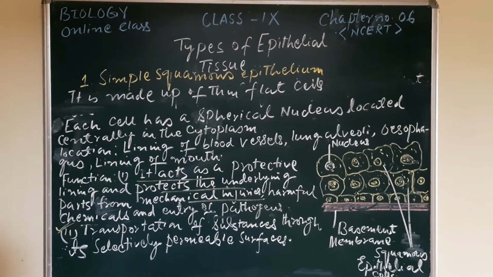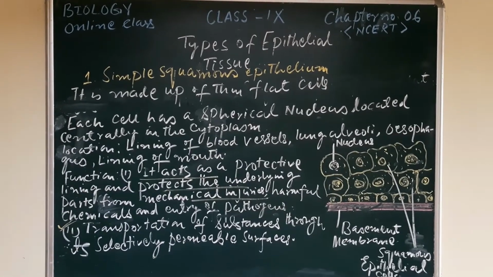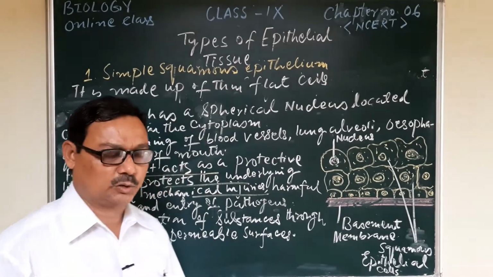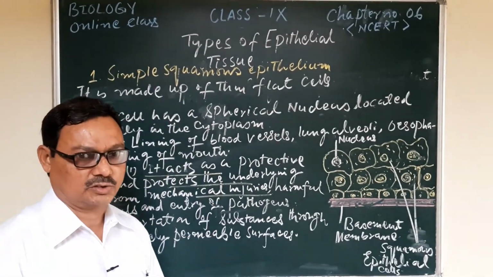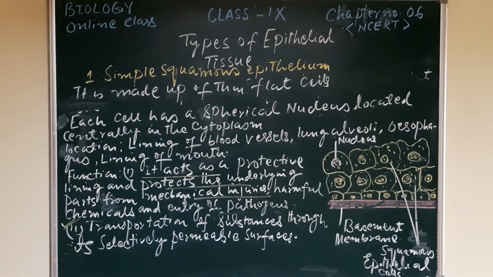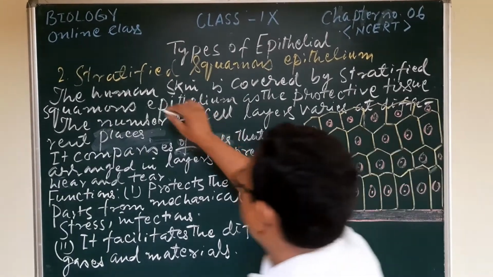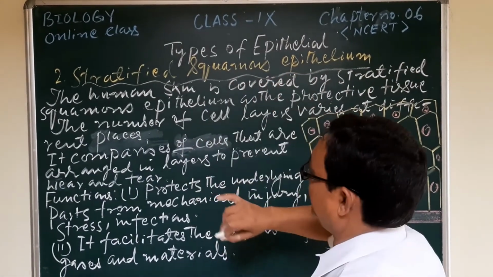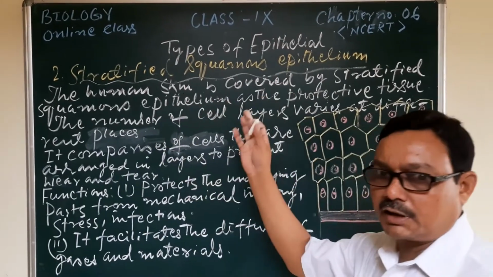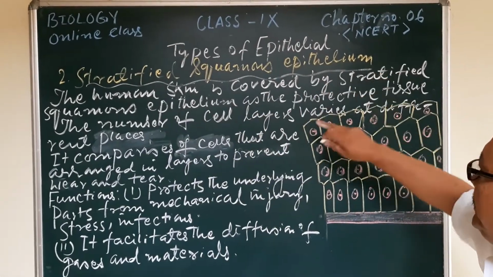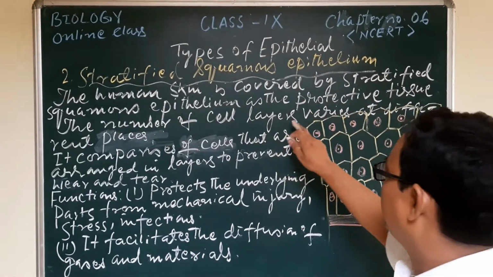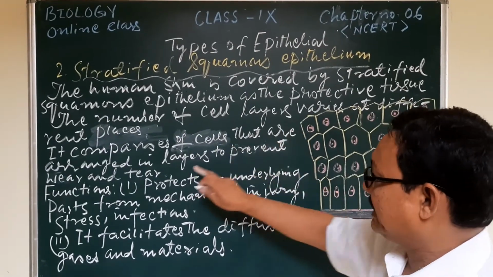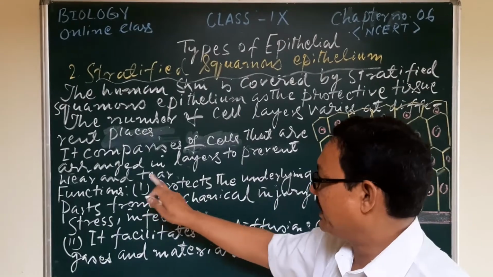Now the second one is the stratified squamous epithelium, where we see more than one layer of cells, and those cells may also be of different shapes. Understand? The second important type, depending on the layer of cells, is the stratified squamous epithelium. The human skin is covered by this type of epithelium as a protective tissue. The number of cell layers varies at different places. It comprises cells arranged in layers to prevent wear and tear.